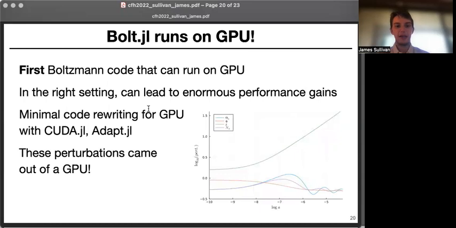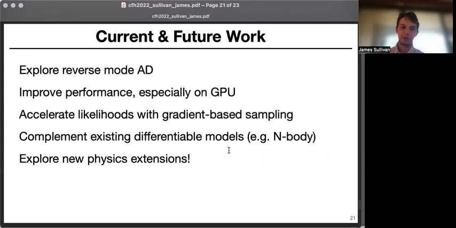So the last result I'll show here is that Bolt runs on GPU. So this is the first Boltzmann code that's not only differentiable, but also runs on GPU. These perturbations here for the different species evolving forward in time were, for a particular k mode, computed on the GPU. There's not a lot of code rewriting you have to do on the GPU because of multiple dispatch, again. And in the right setting, using the GPU can lead to enormous performance gains. And we're interested in exploring this in the future and improving GPU performance.